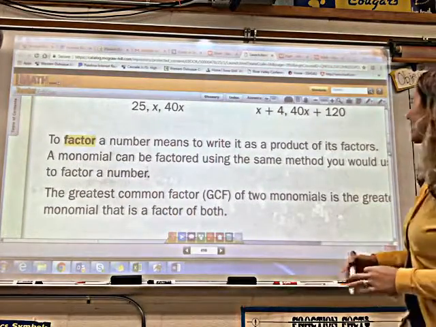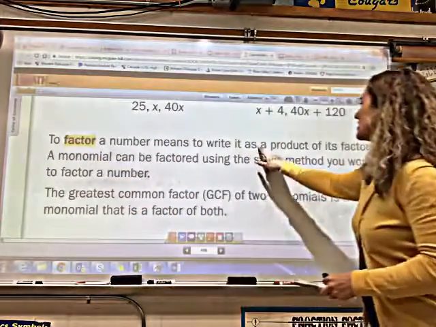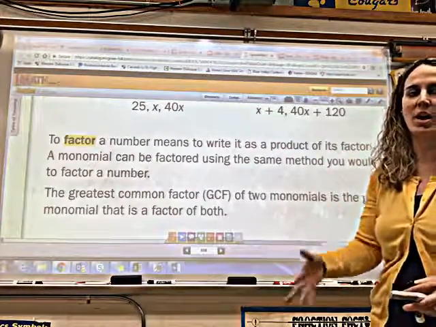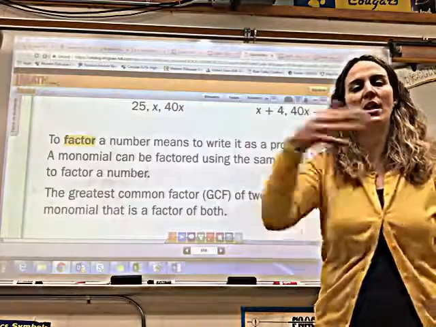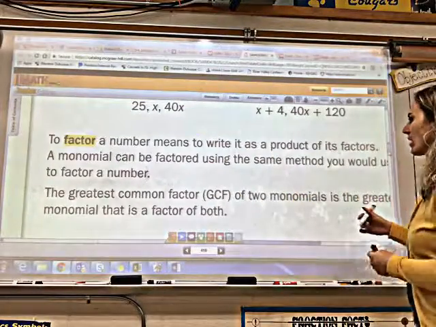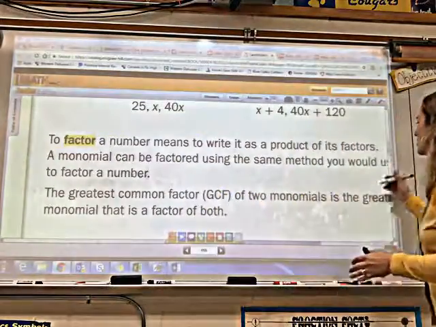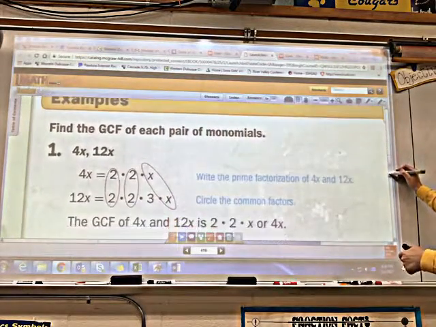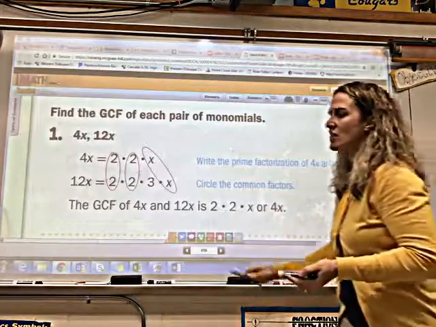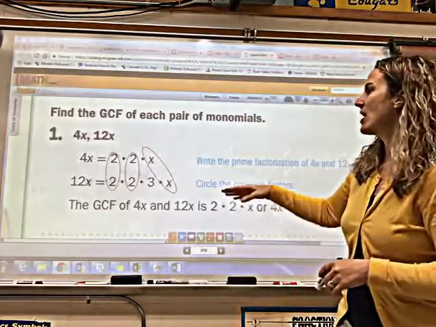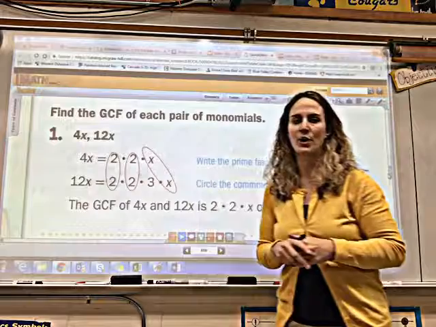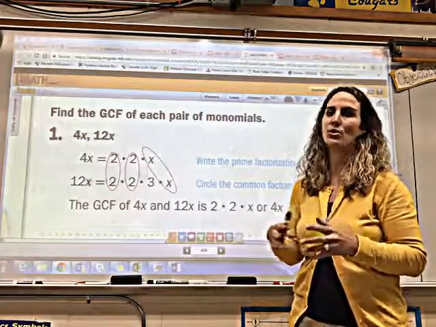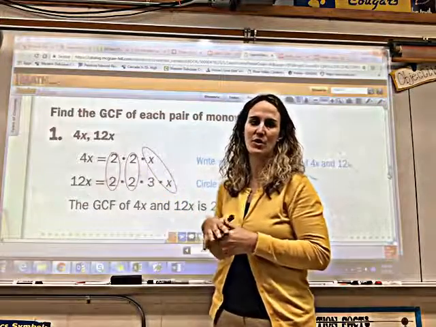Okay, when we're factoring it, what that means is we're going to write it as a product of its factors. Okay, so what am I multiplying? So what times what times what times what gives me my overall answer, okay? Monomials can be factored using your same method you would use to factor a number. Again, we're focusing on our greatest common factor, okay? And so one of the things that your book does is they actually write out what your factors are for each of them. Some of you are going to be comfortable enough and familiar enough with your numbers where you may not need to write out your factors for them.